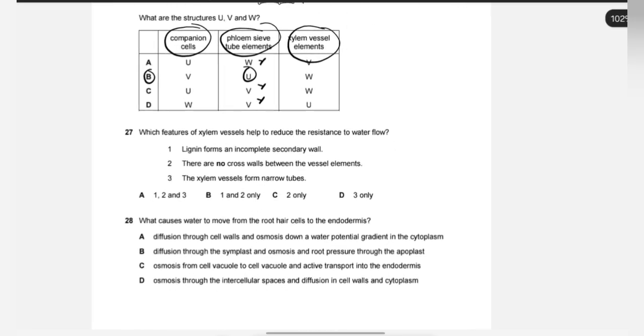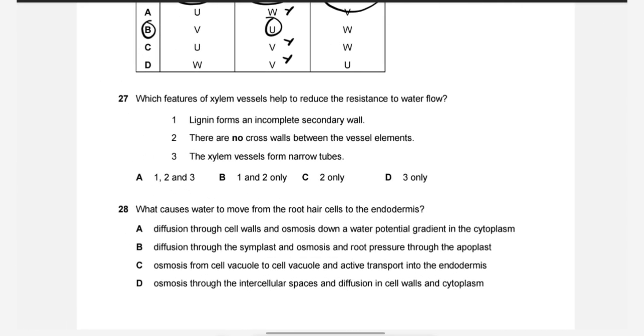And for number 27, it says, which features of xylem vessels help to reduce the resistance to water flow? 1 is saying lignin forms an incomplete secondary wall. This is a complete lie.